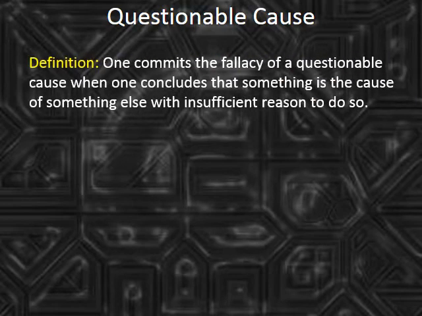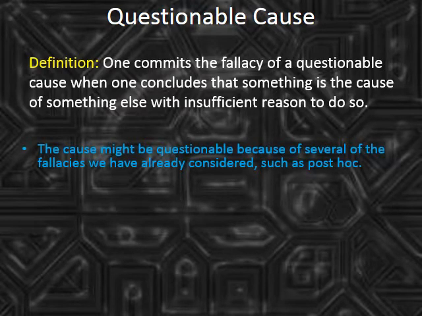Questionable cause. This fallacy is committed when we conclude that something was the cause of something else without sufficient reason or warrant for reaching that conclusion. There are several ways we might fail to have sufficient warrant. Here are just a few. The cause might be questionable because of any number of the fallacies regarding causation we have already mentioned, such as the post hoc fallacy, before therefore the cause of, or an appeal to ignorance.